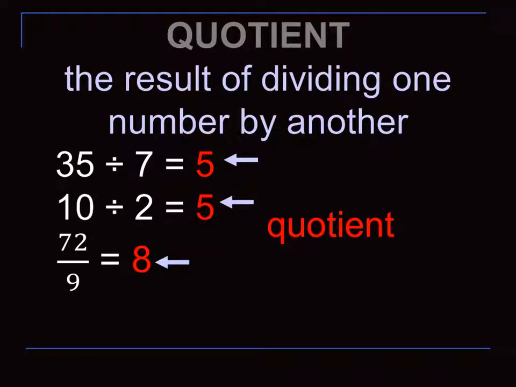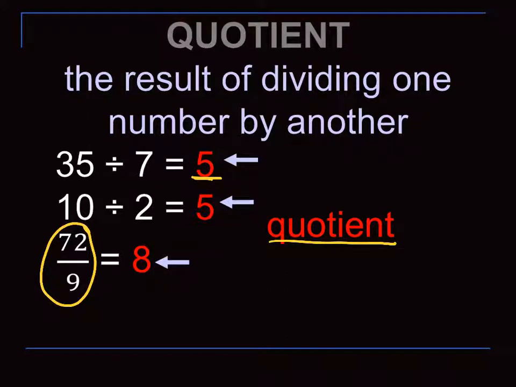So the quotient is the answer to a division problem. There's lots of ways to represent division. So we've got like 35 divided by 7 would be 5. That is the quotient. It's the answer to a division problem. 10 divided by 2, that's also 5. That's the answer. But a lot of times we forget that fractions are actually a way of representing division.